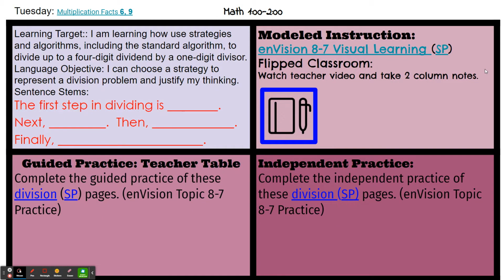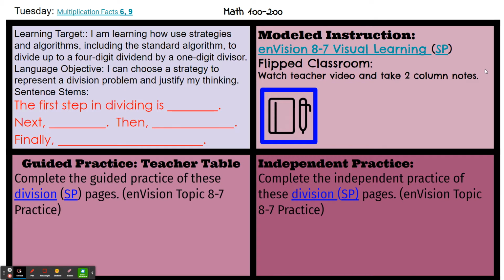Hi class, it is Tuesday and we are continuing our journey with division. We are dividing four-digit dividends today by one-digit divisors. Here is our learning target.